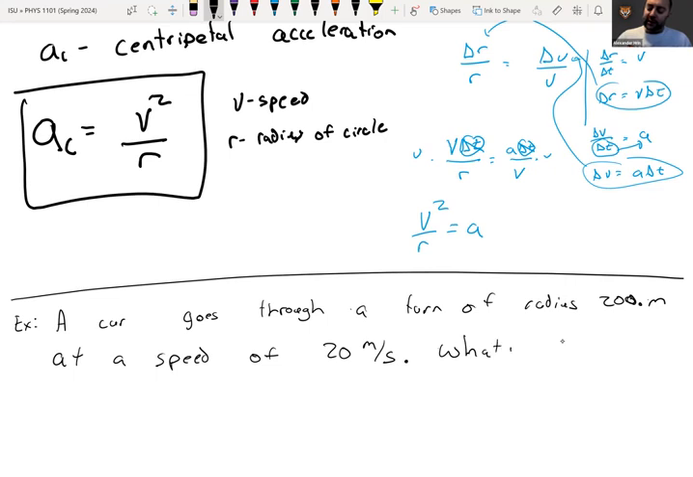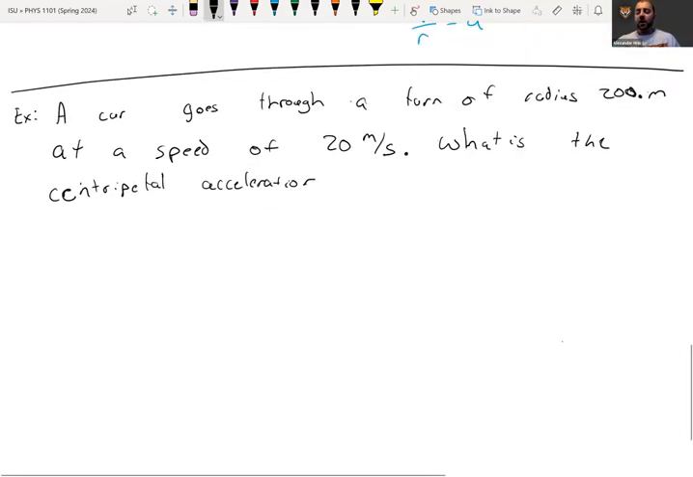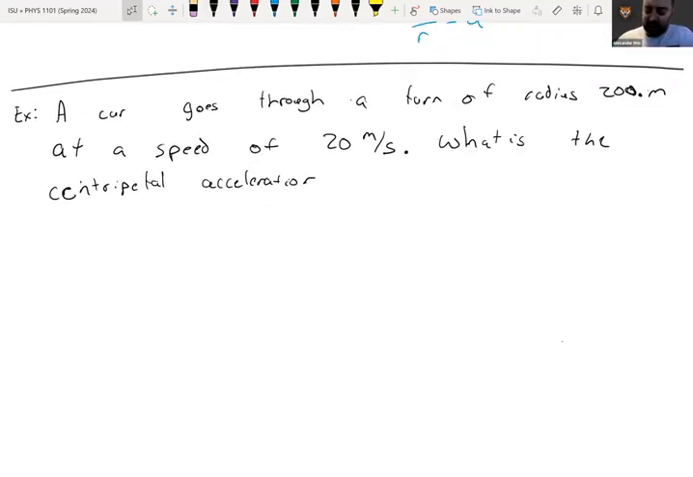What is the centripetal acceleration? Now, given that you're given both the speed and the radius, you could just blindly plug this into centripetal acceleration, and you get the right answer. But I do just want to be clear what we're talking about here.